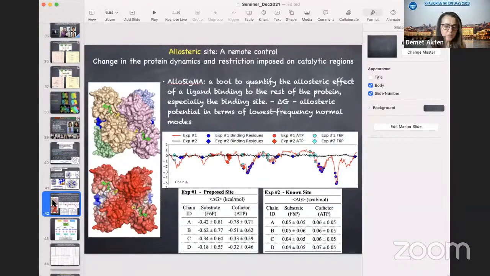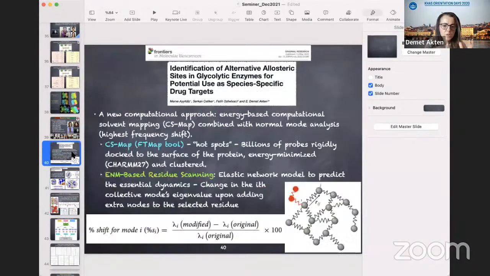So there are different ways, different tools. One of them is AlloSigMA. You can start by using that tool, but also the consensus approach is to identify hotspots and see if these hotspots coincide with the allosteric site that you have proposed. Moreover, you can perform an ENM-based residue scanning of the same region. If everything is satisfied, then you can talk about an allosteric site, yes.